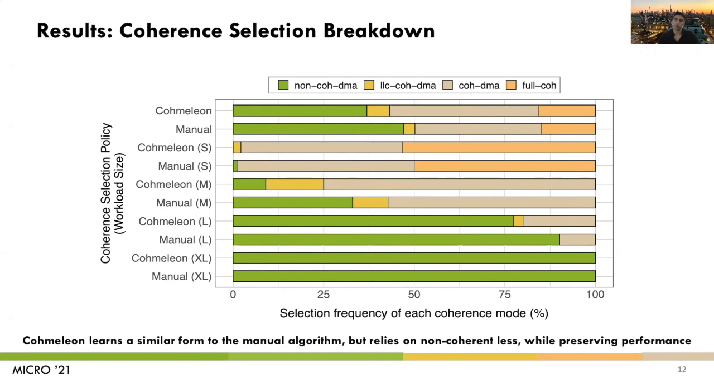The non-coherent DMA mode typically has the most off-chip memory accesses for workloads that fit in the caches, so Cohmeleon tries to avoid this selection due to its bi-objective reward function. However, as seen on previous slides, it does this without sacrificing performance.